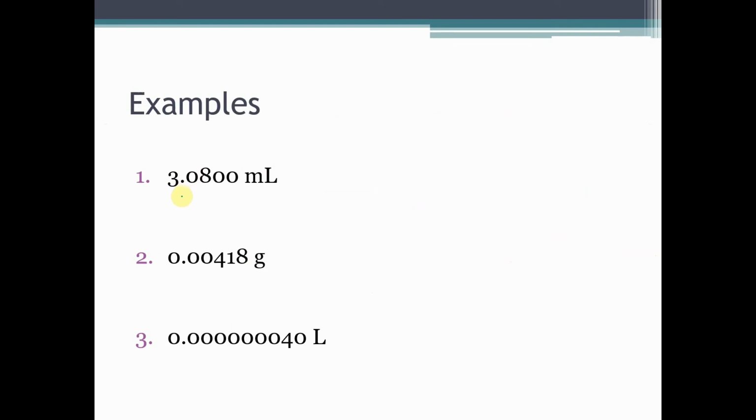Looking forward at some examples we haven't seen yet. Number 1 here has 3.0800 milliliters. So let's just go through one at a time. 3 is a non-zero, always significant. This zero is between our two non-zeros. It's a sandwich zero, it is always significant. Here we have an 8. It's a non-zero, it's always significant. And now we have some trailing zeros, but we do have a decimal point. If we've got a decimal point, then these are significant. So that means that here we have 5 SigFigs.